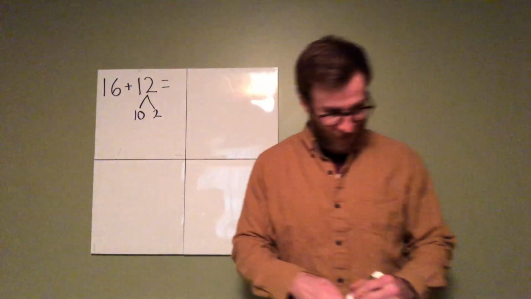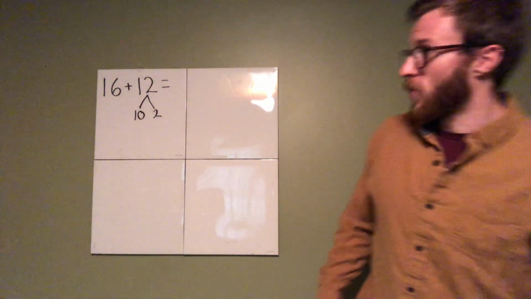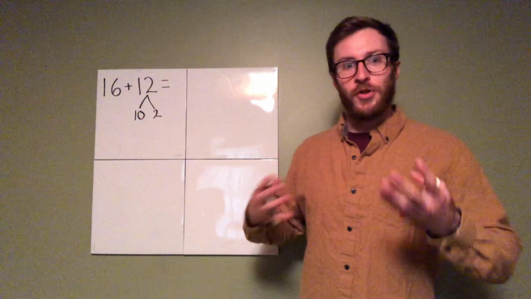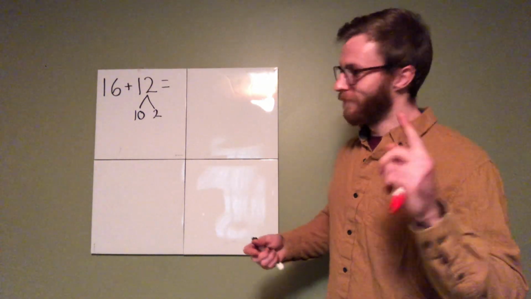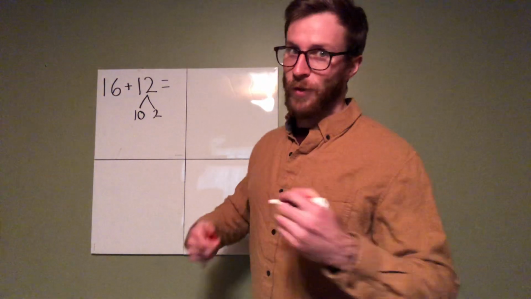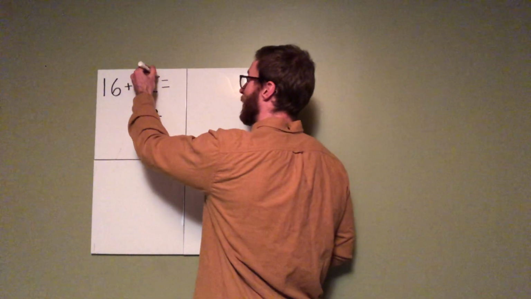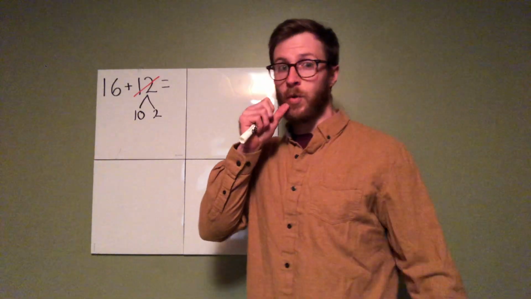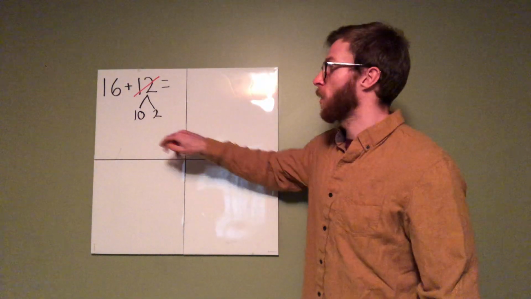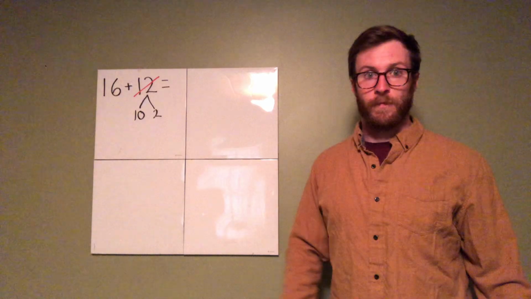Now remember, if I break my 12 up into 2 separate groups, do I have a 12 anymore? Nope, I don't. So what am I going to do with that 12? I'm going to cross it out. Oh, we don't have a group of 12 anymore. We took that group of 12 and split it into a group of 10 and a group of 2.